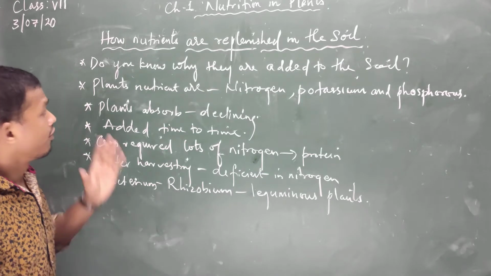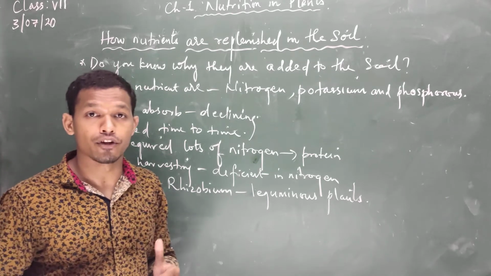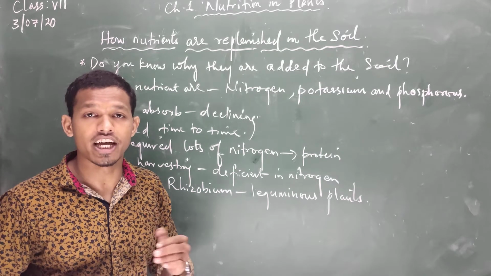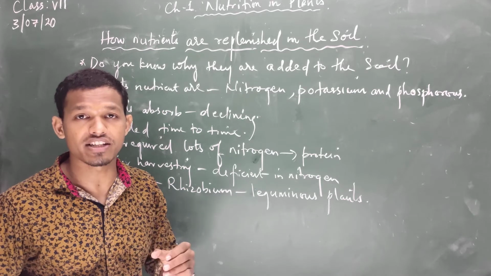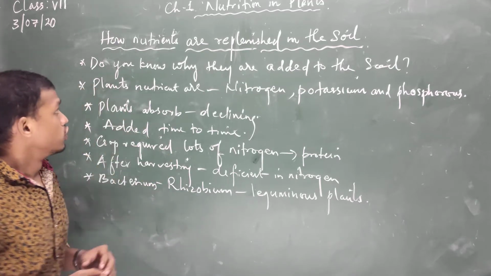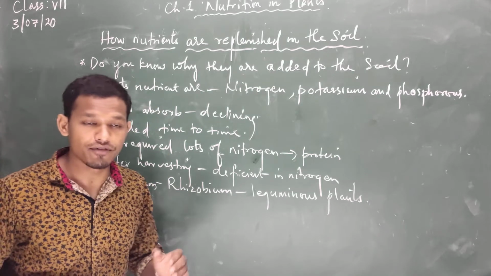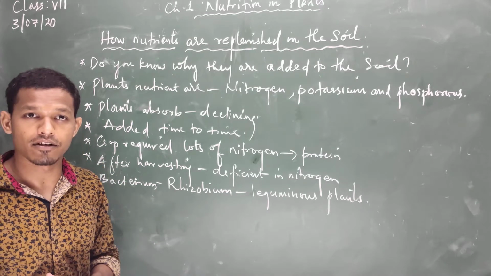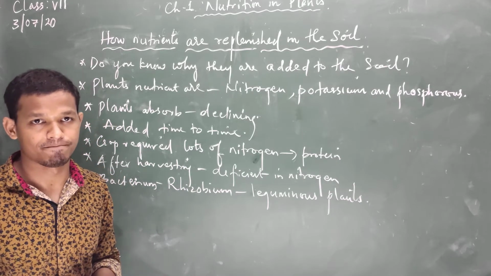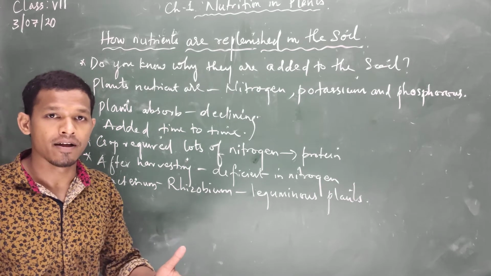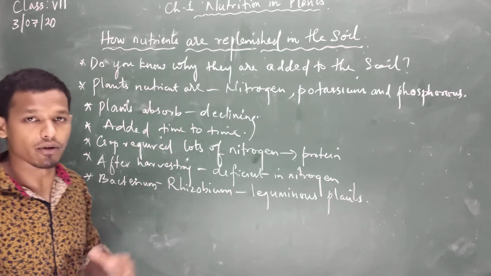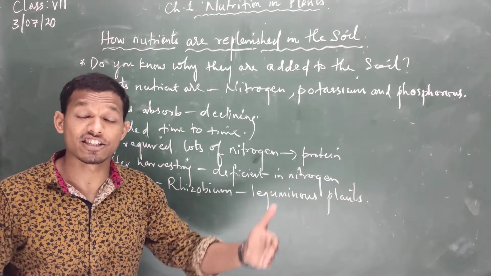As you all know, plants require nutrients for their growth and for repairing any damage caused to the plant, or to carry out their life processes like photosynthesis. They require some minerals or nutrients. First of all, do you know why they are added to the soil? If you go to the field, farmers usually add manure and fertilizer to the soil. Why are they adding extra nutrients to the soil? We'll learn in this chapter why they are adding manure and fertilizers to the soil.